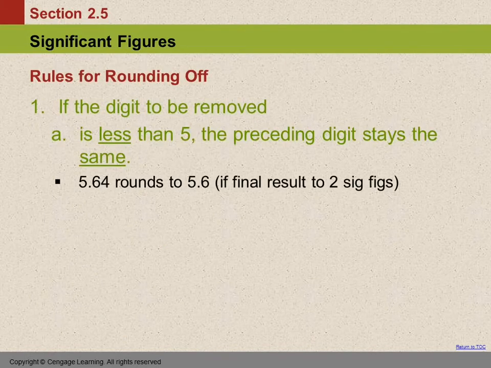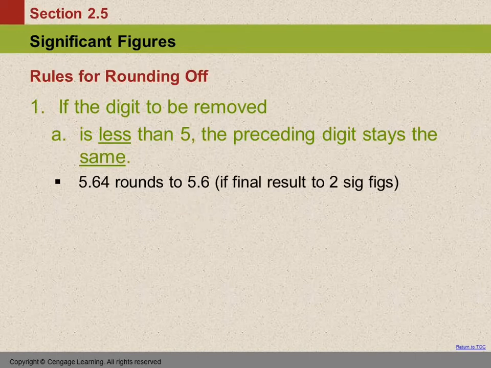Sometimes we have to round numbers, and so we're going to review the rules for rounding off. If we're going to round off a number, we look at the first digit that's going to be removed, and we ask ourselves, is it less than 5 or is it 5 or greater? If it's less than 5, we round down, meaning the preceding digit stays the same. So if we have 5.64 and we're going to round to the tenths place, we're going to look at the 4 that we're getting rid of. We say, okay, that's less than 5, and so we'll round to 5.6.